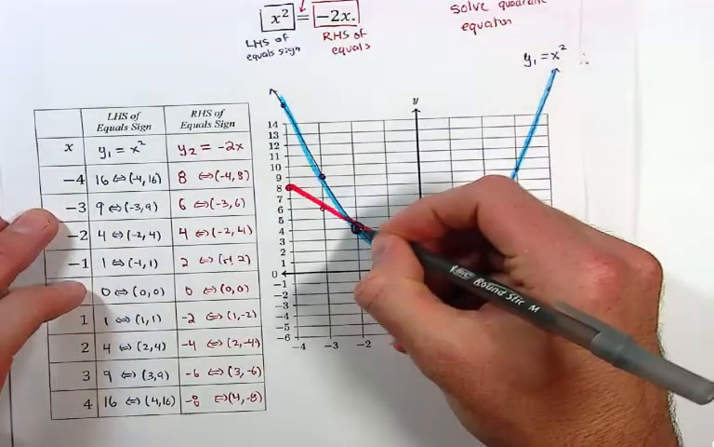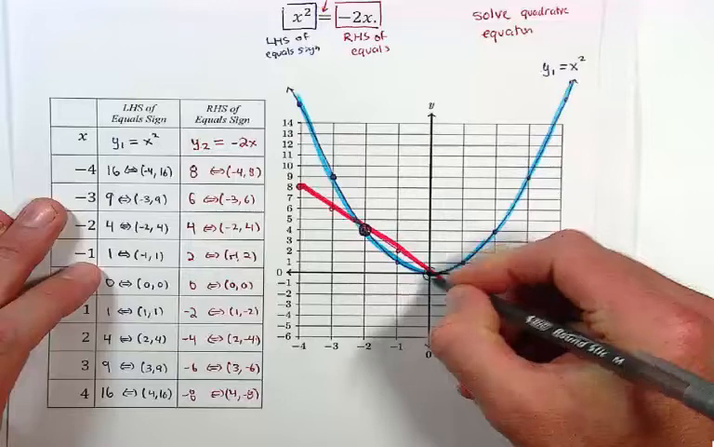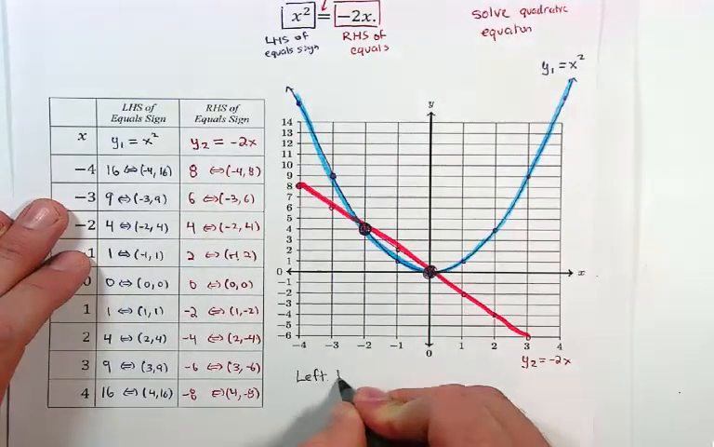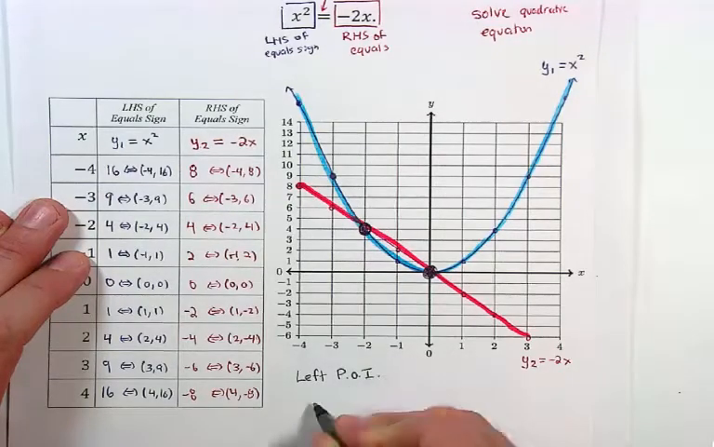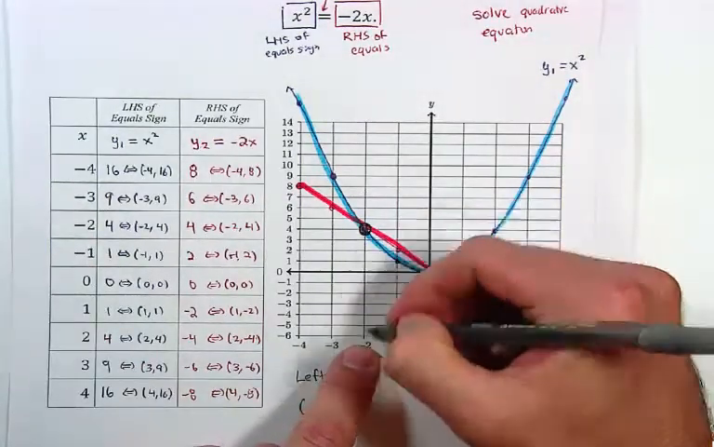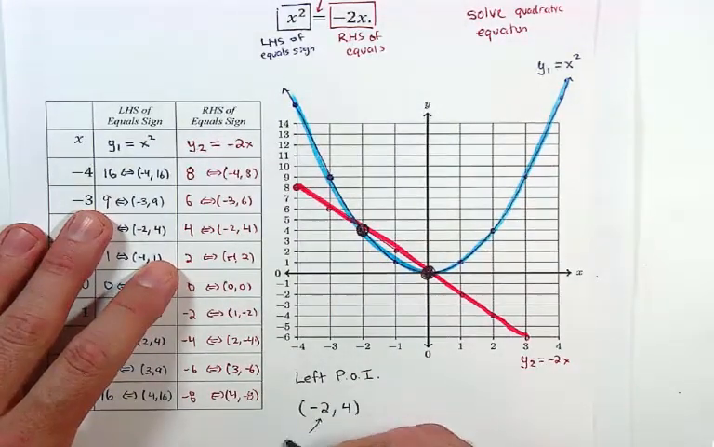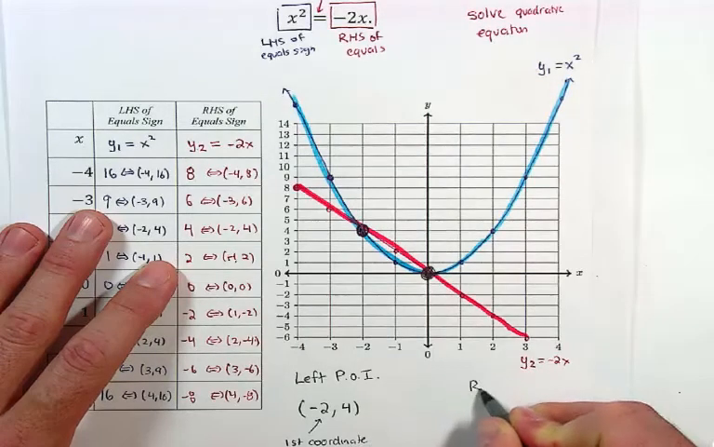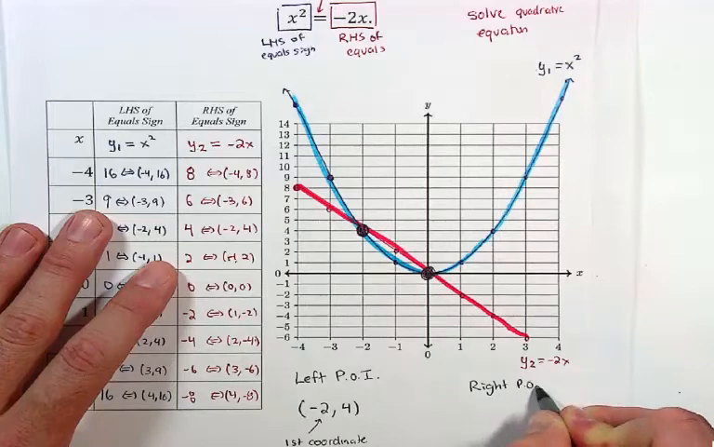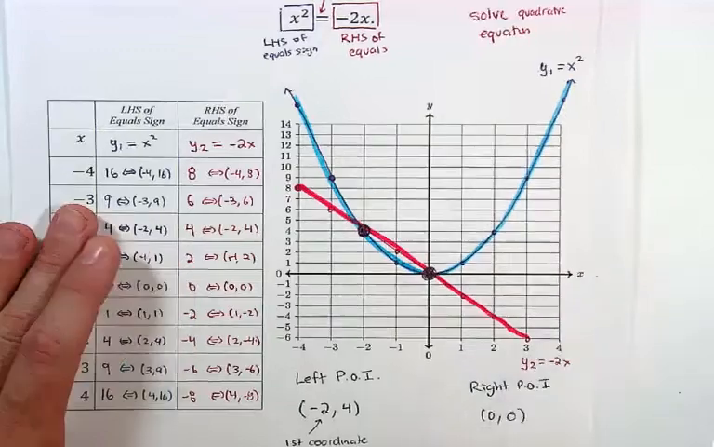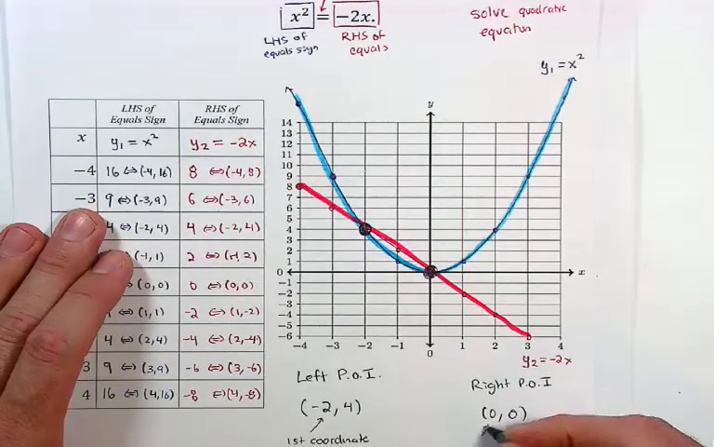Notice we've got 2 points of intersection. There's 1 and there's 2. We'll say that the left POI, point of intersection, happens at the point, let's see, x is negative 2, y is 4. In other words, the first coordinate is negative 2 on that one. Similarly, the right point of intersection happens at x equals 0, and then it looks like y is equal to 0 as well. The first coordinate in this situation is 0.